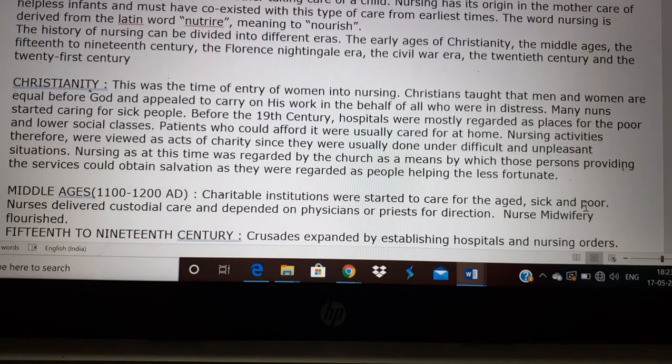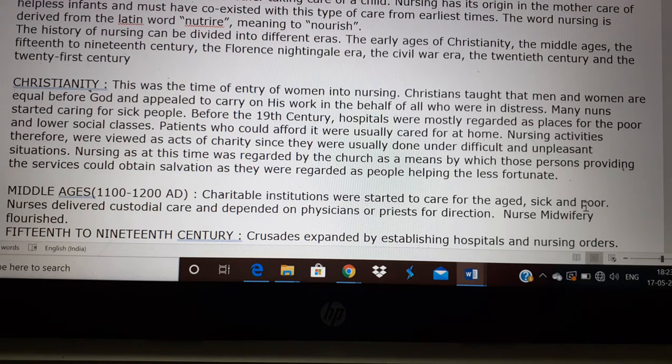The history of nursing can be divided into different eras, just like in your history subject you study about different eras or different kingdoms. The nursing development and history can be divided into different eras. The first is the age of Christianity, and then the Middle Ages, then the 15th to 19th century, the Florence Nightingale era, the Civil War era, the 20th century and the 21st century.